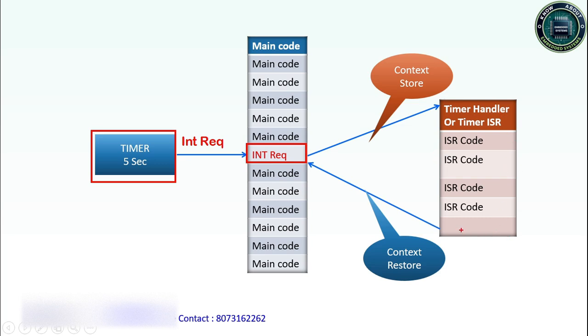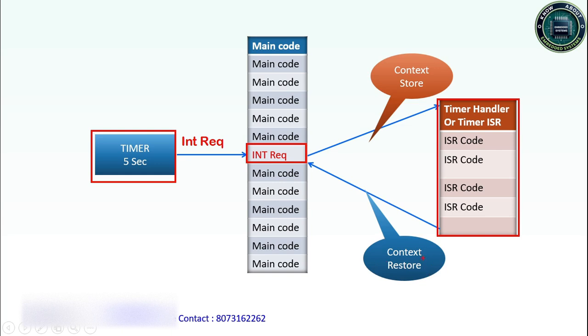Upon completion of the interrupt service routine execution, your processor will come back to the main program by restoring the context which was stored before. This blue color part, whatever you are seeing, is called context restore.